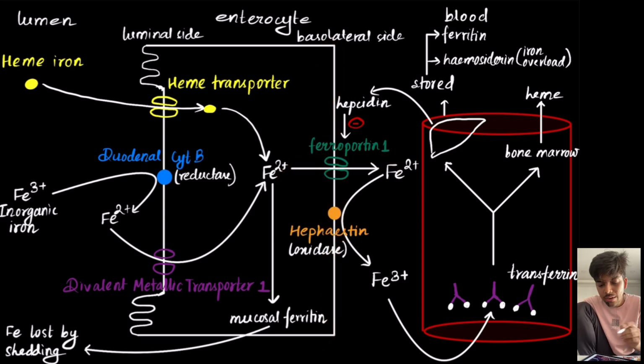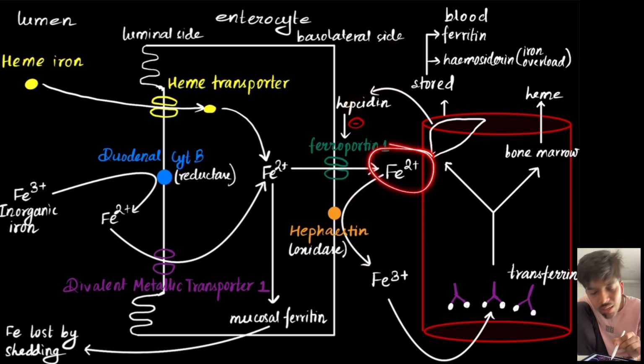So on the basolateral surface, there is a portal for ferrous iron called ferroportin 1, which allows this ferrous iron to reach the other side of the duodenum. Nice. Now we finally have all the iron present on the other side of the duodenum.